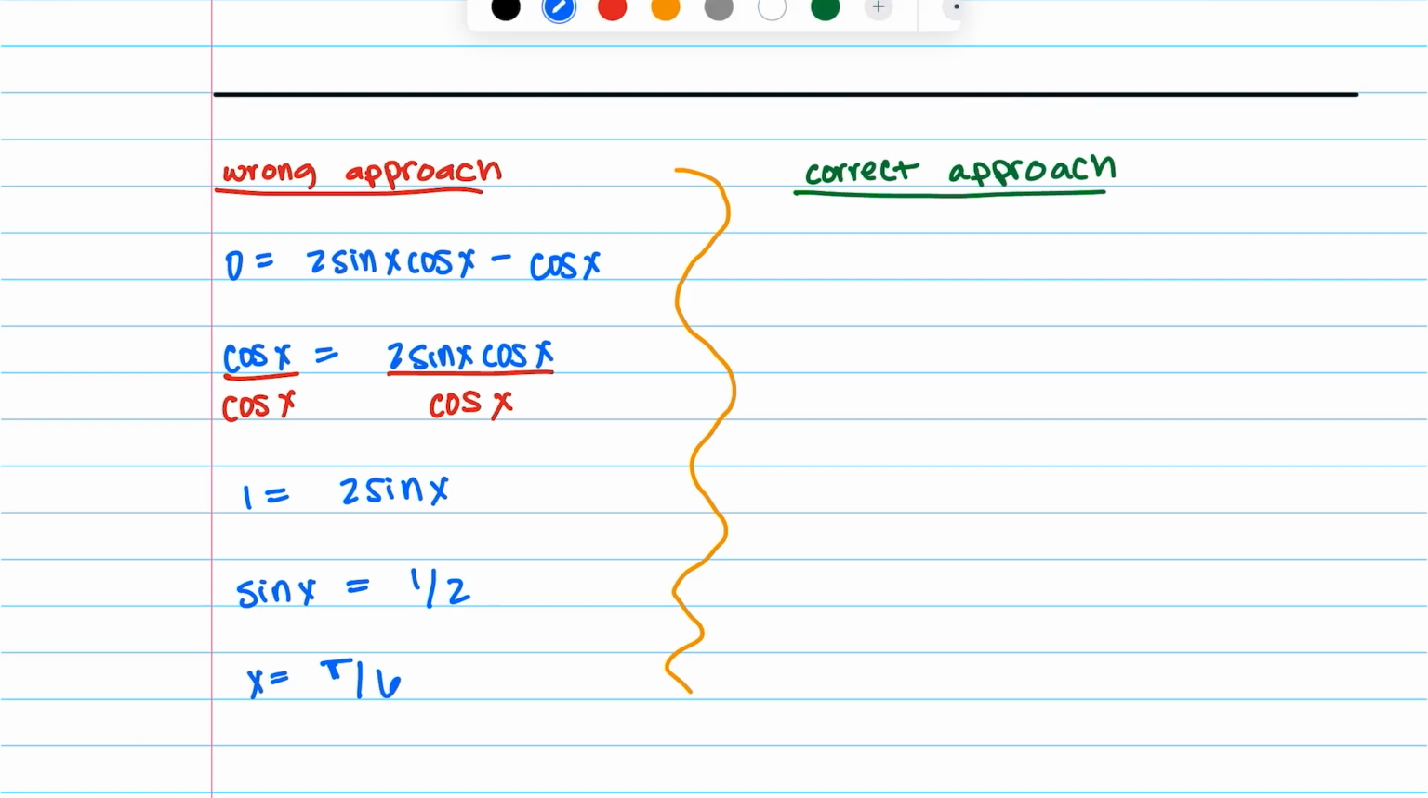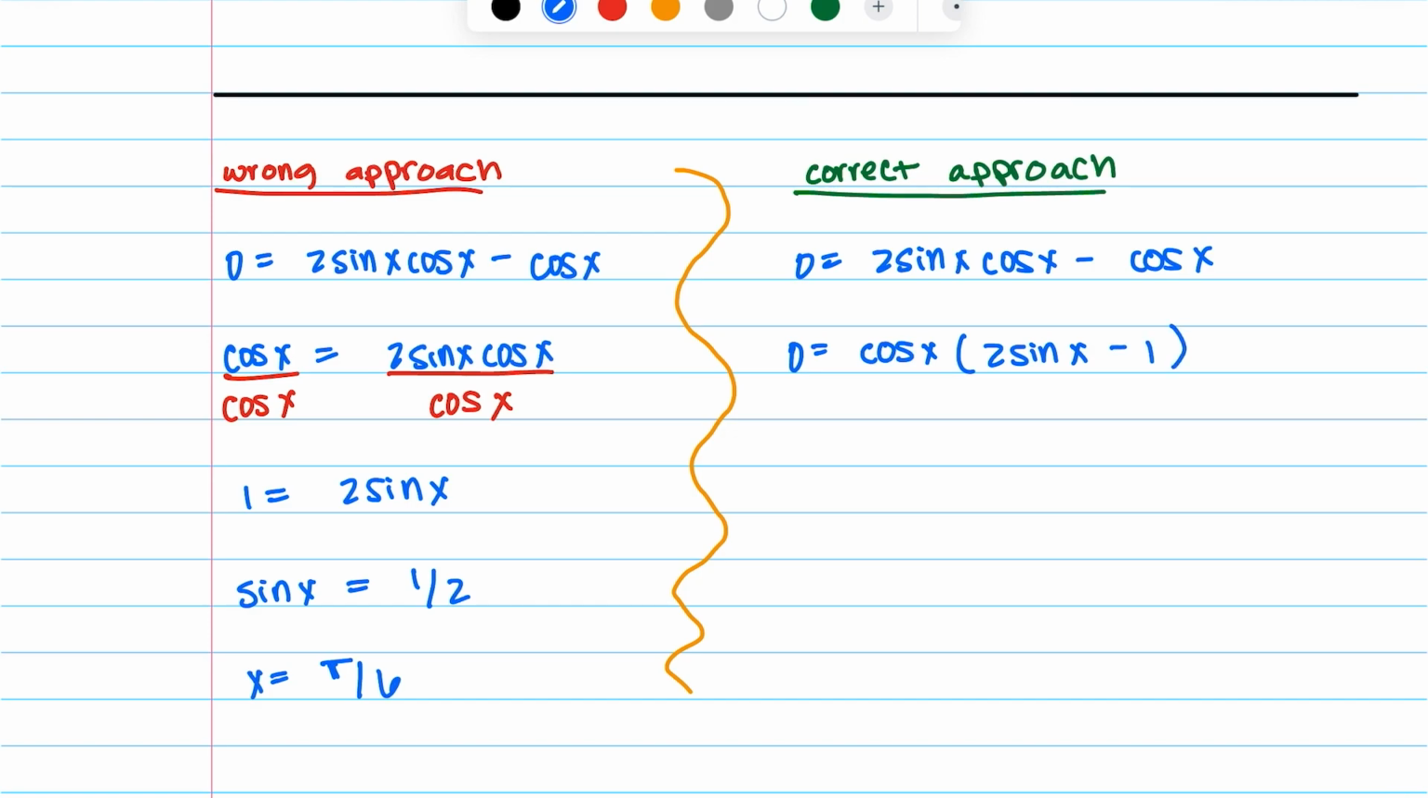So we'll set up our equation, which is 0 is equal to 2 sine of x cosine of x minus cosine of x. And so by factoring out cosine of x, we can rewrite our equation in the following manner. 0 is equal to cosine of x, and when you factor out cosine of x, what's left behind is 2 sine of x minus 1.